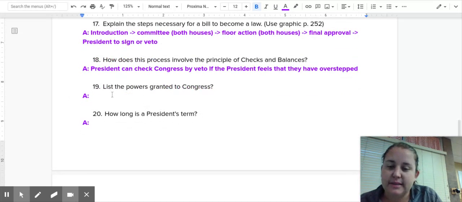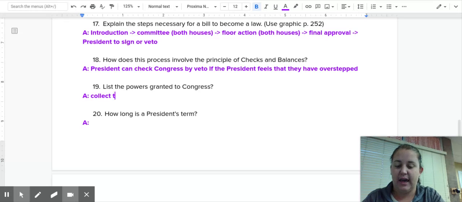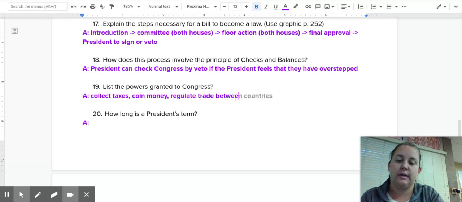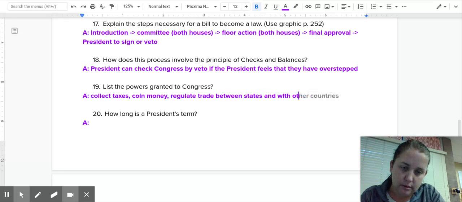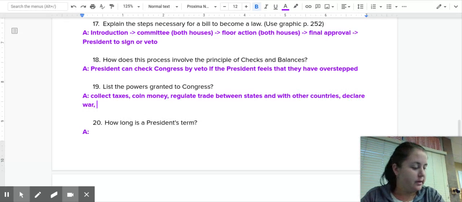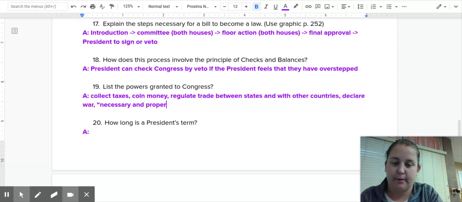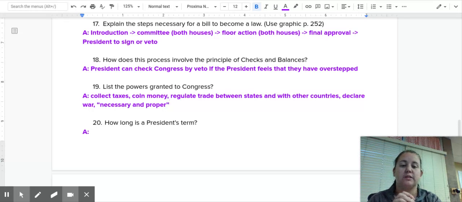All right. Number 19 says, list the powers granted to Congress, but that would be a lot of things. So I'm going to tell you some of the most important ones. Congress has the power to collect taxes. Congress has the power to coin money. Congress has the power to regulate trade between the states and with other countries. Congress has the power to declare war. And Congress has the power to do anything else that is deemed necessary and proper, meaning if it relates to one of their other powers, Congress can take on new and additional powers.